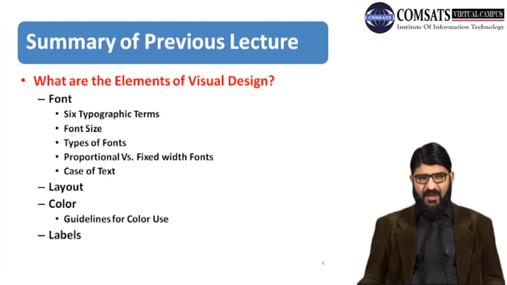Then we have seen some proportional and fixed fonts, and then we have seen the readability for the context. We have discussed how the text can be presented in a good way. Later on we have discussed the layout concept. For that we have seen an example of a table of contents, and by that we have also proceeded towards the color concept.